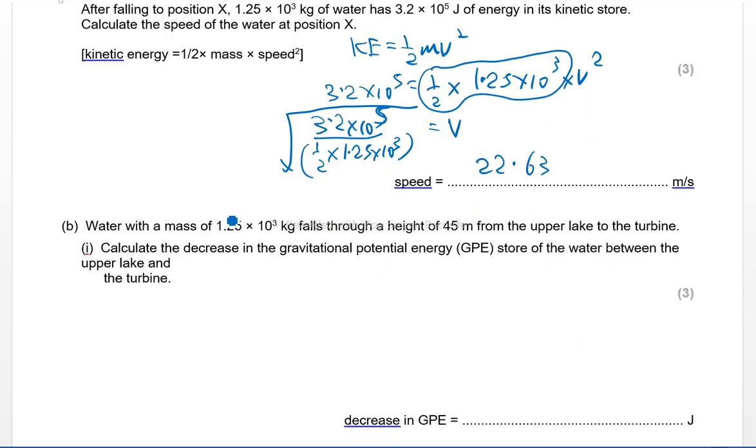Right, moving to the next question. Water with a mass of 1.25 into 10 to the power 3 kilograms falls through a height of 45 meters from the upper lake to the turbine. Calculate the decrease in gravitational potential energy store of the water between the upper lake and the turbine. So it's again delta GPE. Delta GP is equal to mg delta h. Okay, children.